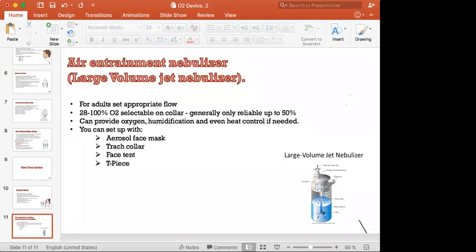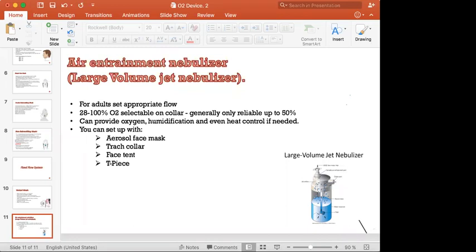I guess we are in the last few minutes. So the difference between them is not the FiO2 as much as the flow. FiO2 for non-rebreather is 70 to 100%. High flow nasal cannula, I'm not sure what the minimum FiO2 is, but the maximum it gives is up to 100% with a high flow.